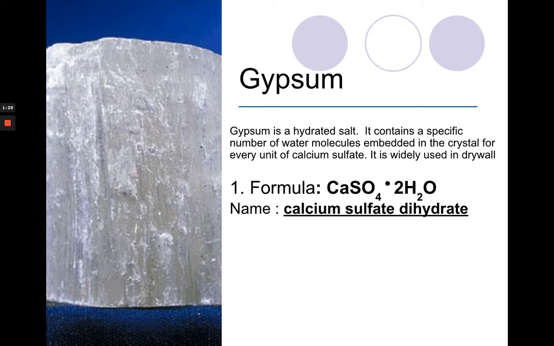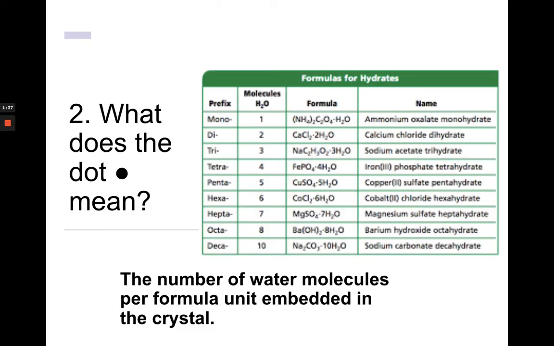The proper name for gypsum is calcium sulfate dihydrate. Di meaning 2 and hydrate meaning that water that's embedded in the crystal. Again, that dot means that the water is in addition to the normal formula, and so has to be thought of more as a plus sign than what you might traditionally think of a dot in math as a multiplication sign. It is definitely not a multiplication sign. It is an addition sign.